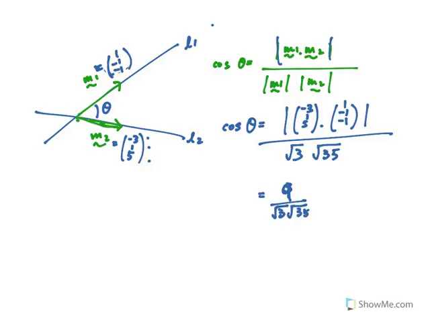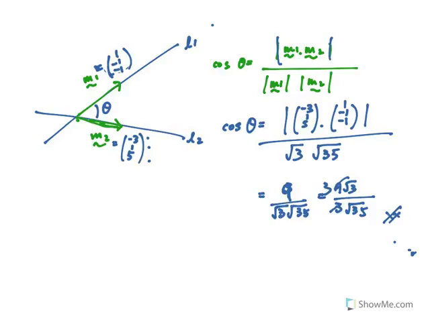If I rationalize this by taking away the 3, I can multiply by 9 square root 3 over 3 square root 35, and I can cancel off to give me 3 square root 3 over 35. So this is for cosine theta.